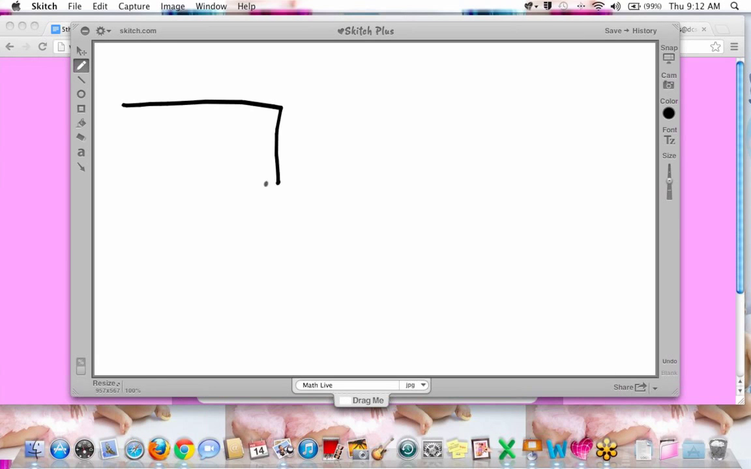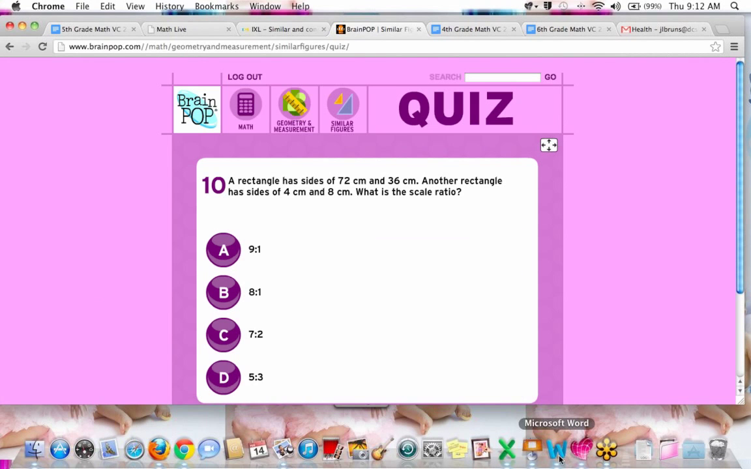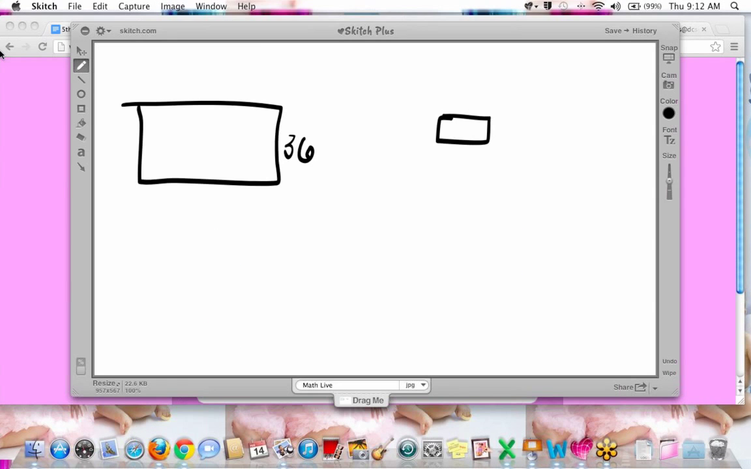All right, here's our big rectangle. Oh, geez. Well, whatever. Here's our small rectangle. And they said, what was it, 36, and what was the other one, 70? Go back. 72. Okay. Those are good numbers. And then this one is 4 and 8.